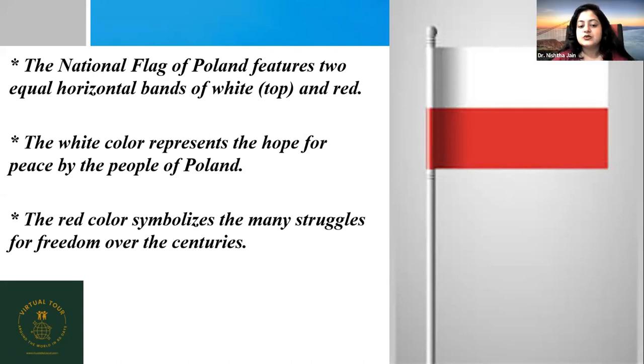Thank you. So this white color represents what? It usually represents peace, right? White color is usually a representative color of peace. So here again, the same thing is there. It is a hope for peace. So this is why they've used the white color. Now, the red color symbolizes the many struggles for freedom over the centuries. They have struggled a lot for freedom for many years, many centuries. So this is what that red color denotes.